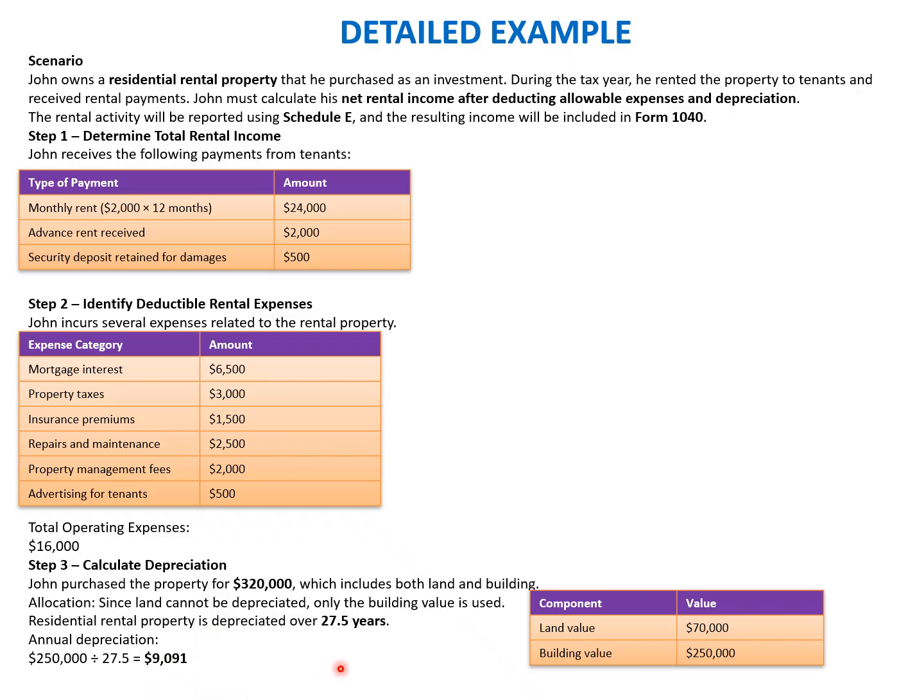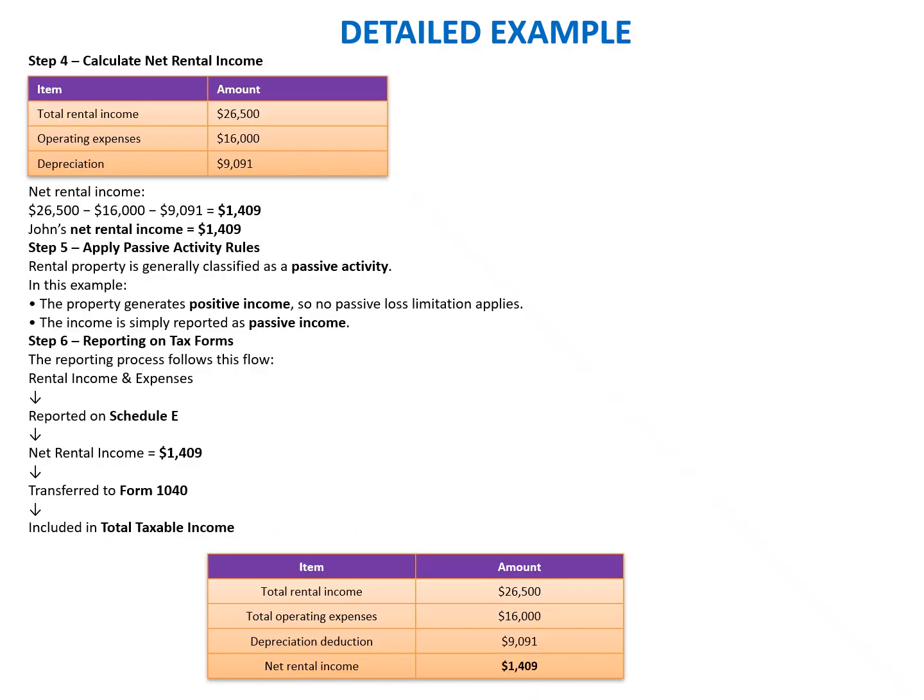We move to the next slide and see rest of the calculation. So net rental is the total rental income is 26,500, operating expenses 16,000, depreciation is 909. So which means that net rental income is $1409. So John's net rental income is 1409, and we'll apply the passive activity rules here.